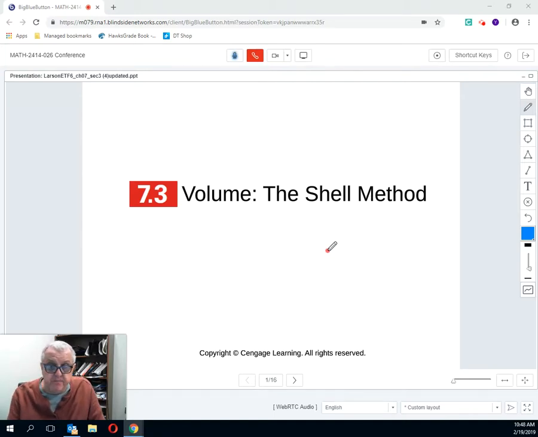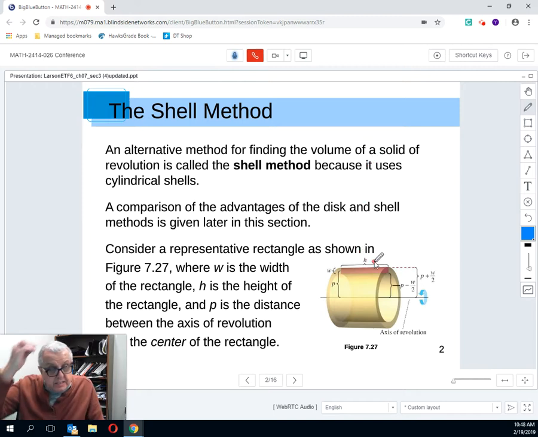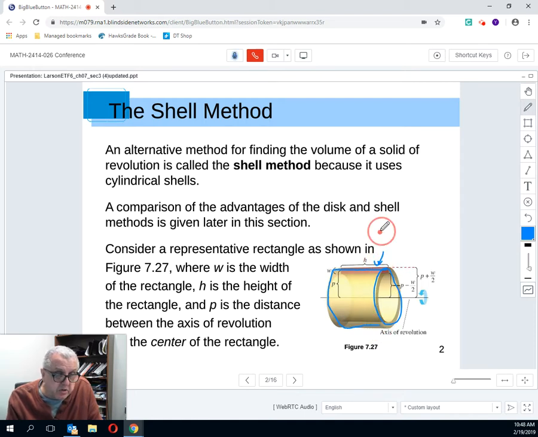Hi, this video is on finding the volume using integration and the shell method. So if we look at this cylinder here, to find the volume of this cylinder, we're going to look at the entire cylinder as though it were filled in. The volume of this entire cylinder minus the volume of the hole.